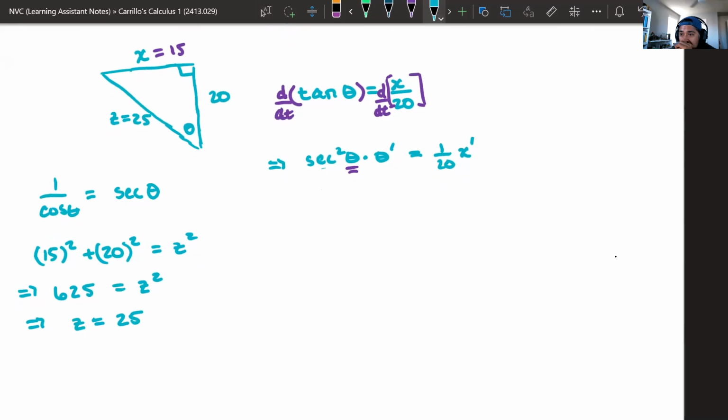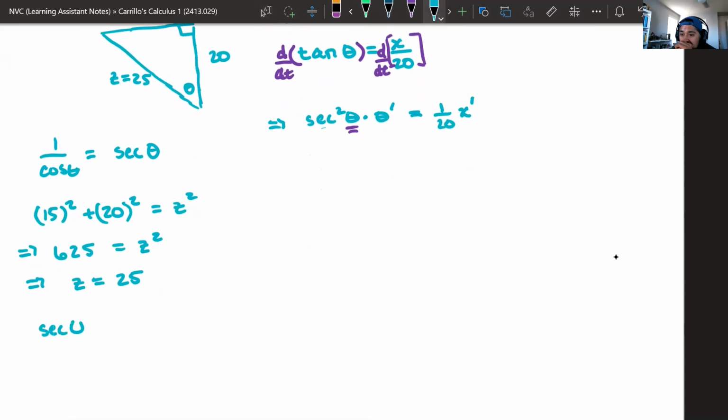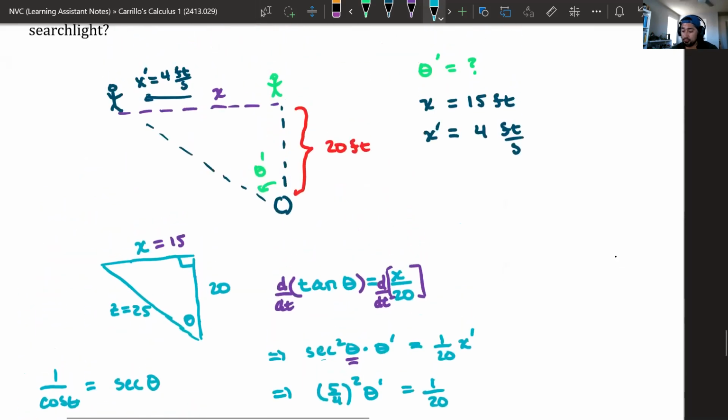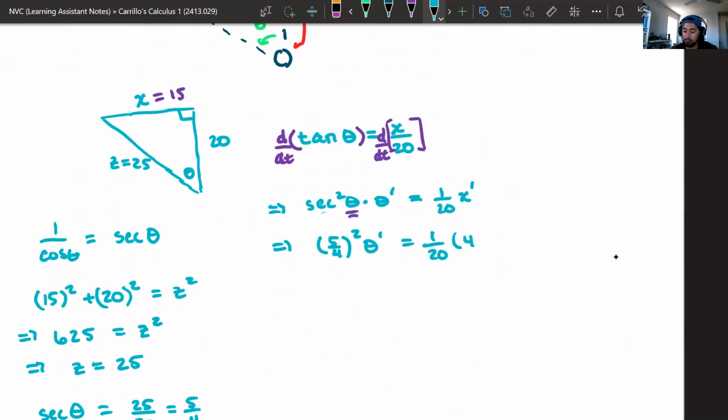Now we can use this triangle to find out what secant theta is. So secant theta would be the hypotenuse over the adjacent. So 25 over 20, which is 5/4. So going back to our related rate, we have 5/4 squared times theta prime is equal to 1 over 20 times, and then x prime was 4. So this is going to be 25 over 16 theta prime is equal to 1 over 5.